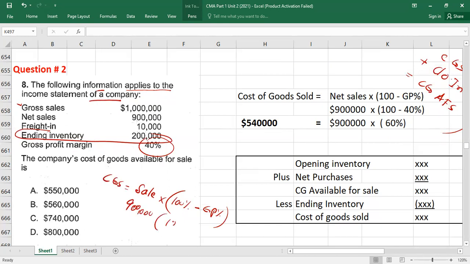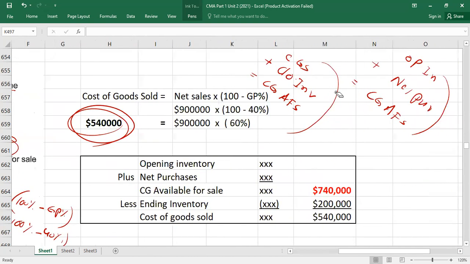900,000 times 100% minus what? GP is how much? 40. It means cost of goods sold is 60%. 60% times 900,000 is going to give you cost of goods sold of how much? 540,000. Now you will bring this 540 here. So you have 540,000 as the cost of goods sold. You have closing inventory, maybe 200,000, I guess. Check the question, right? So automatically cost of goods available for sale is going to be 740,000. Clear?